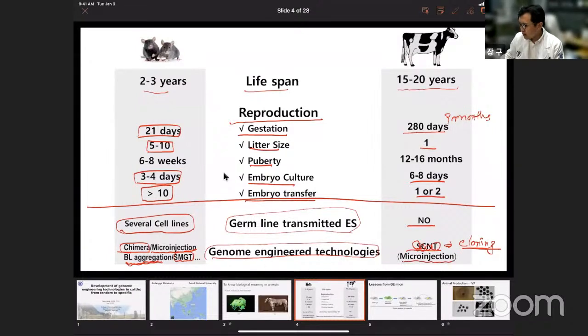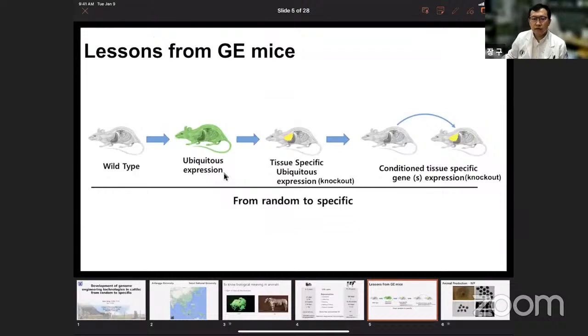Another approach is microinjection. So I already mentioned my postdoc in Canada. At that time, I sketched the history of the genetically engineered mouse. We have to handle the rat, and beyond the rat, the rabbit, goat, sheep, pig and cattle. It's a specialized animal for the veterinary medicine area. So to do genetic engineering in the large animal, I have to learn a lesson from the genetically engineered mouse. So this is the historical progress in genetically engineered mouse.